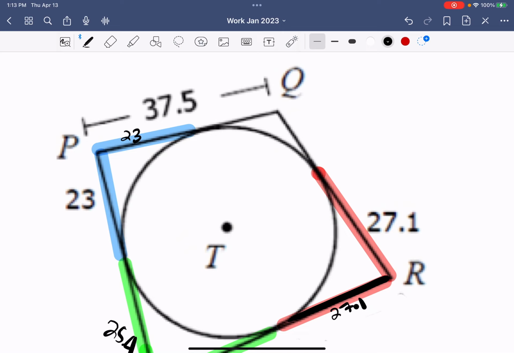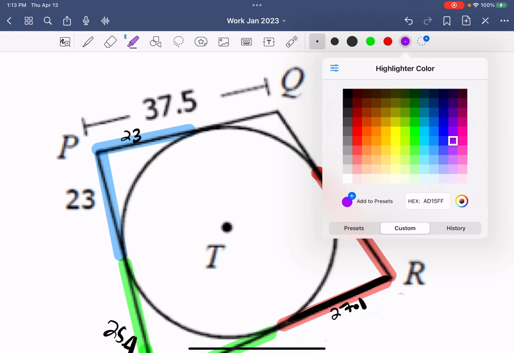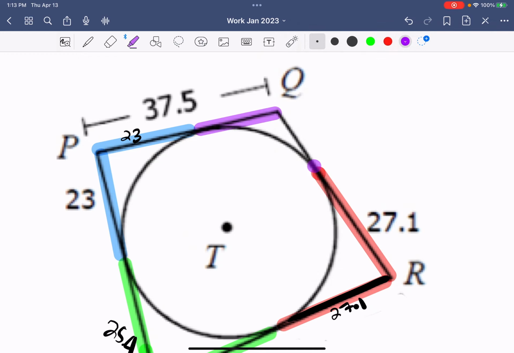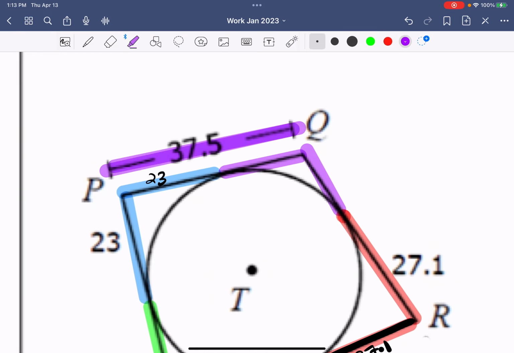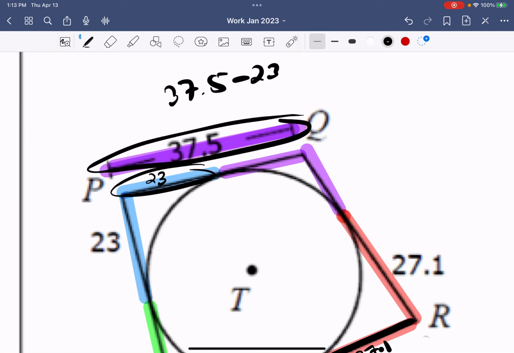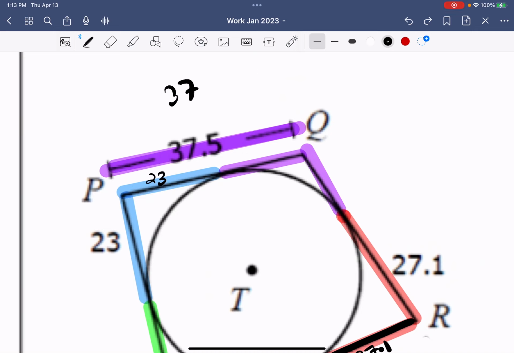And then for the last one, again, you just subtract. From here to Q and from here to Q, it's going to be the same number. But at the top, we know that the whole thing is 37.5. So 37.5 take away 23. If you take the whole thing and you take away the 23, then it'll tell you this purple section. And we get 14.5.